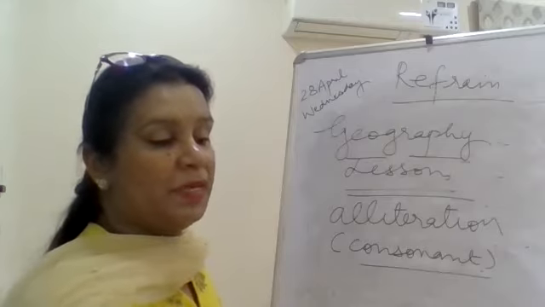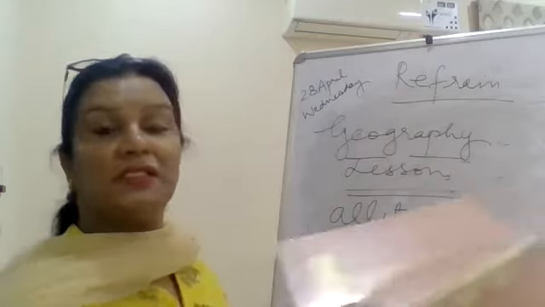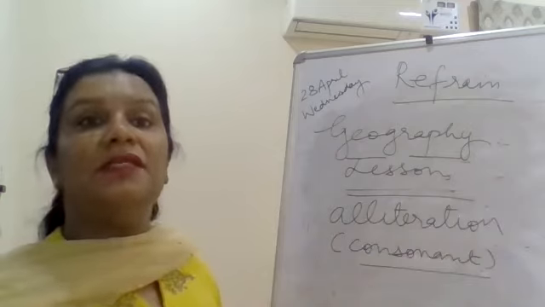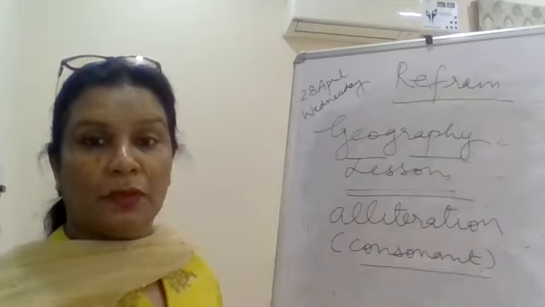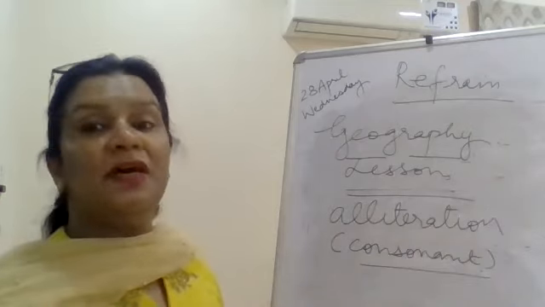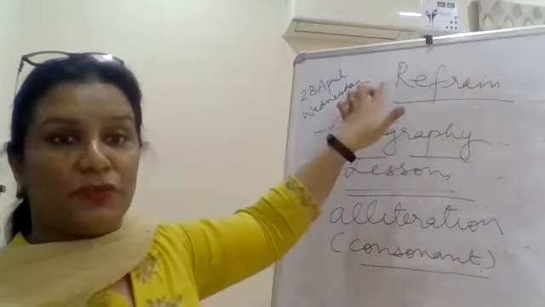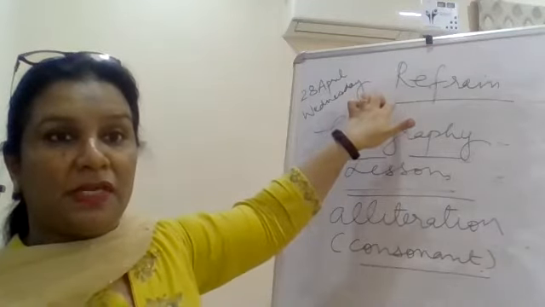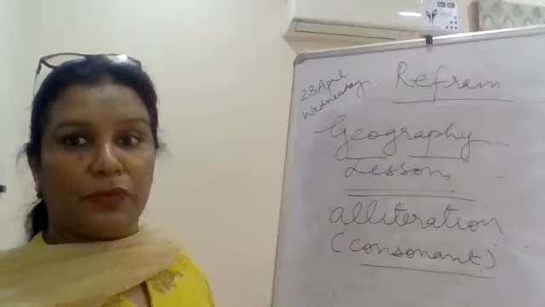When a word is repeated, it is repetition. When a sound is repeated, it is alliteration. When a line is repeated, it is refrain. Can you see? I've written it over here. Please note it down in your book.